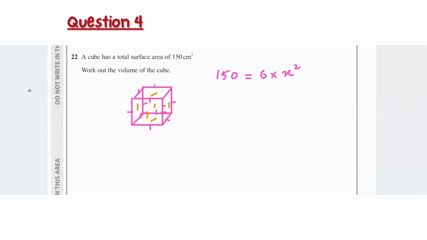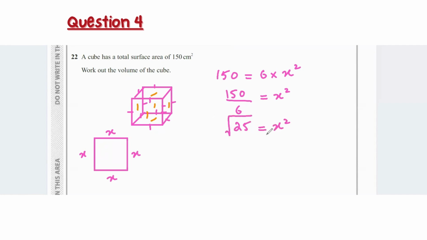I draw one square face of the cube, and basically I'm assuming that the length of this square face is x. So since there are 6 faces, 6 times x squared. If we divide 150 by 6, that's going to give us 25 equals x squared. To find the value of x, we will square root both sides to get rid of the square on x squared. And that gives us 5 centimeters for x.